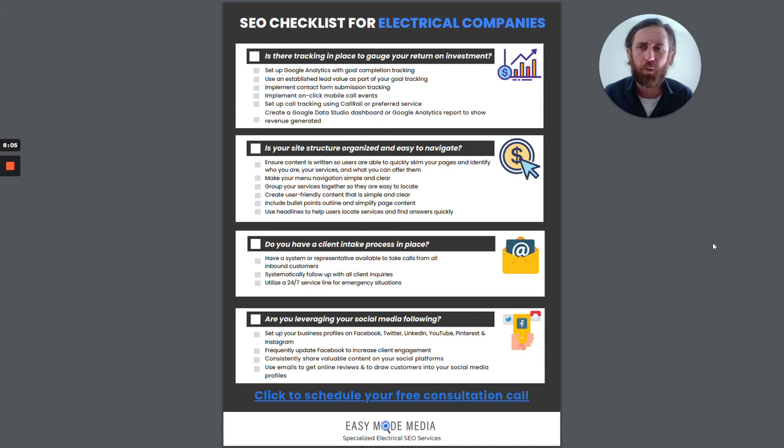You can also set up call tracking using a service called CallRail or another paid service, but it does help provide a little bit more data when it comes to tracking conversions through SEO. You can also create a Google Data Studio dashboard or Google Analytics report to show revenue generated, just in an easier form that doesn't have all the information that Google Analytics collects. You just want to focus on that revenue.